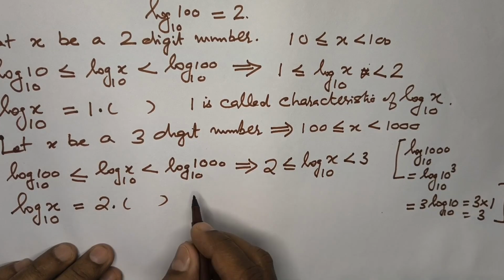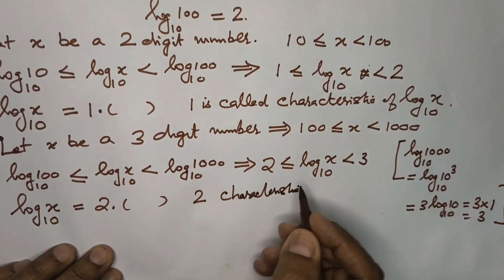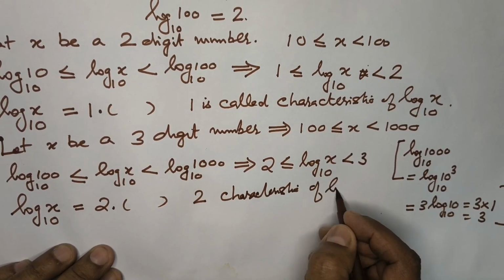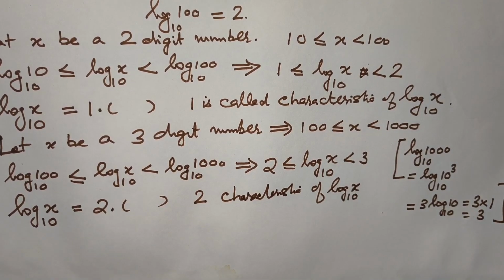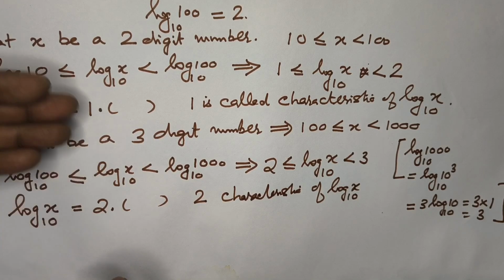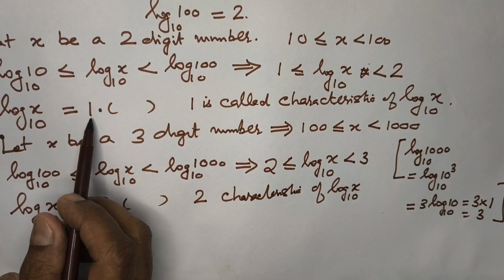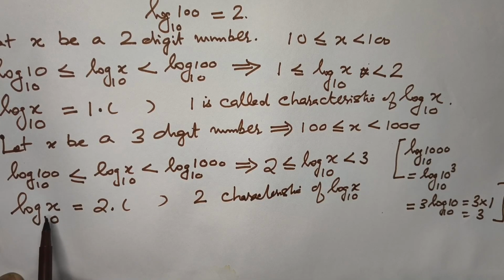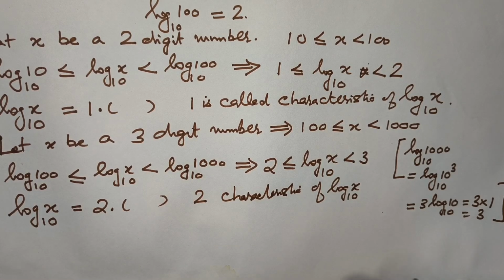Now look at this. This 2 is called the characteristic of, as I showed you before, log x to the base 10, where x is a 3-digit number. So you can see a pattern emerging from these two examples I showed you. If x is a 2-digit number, characteristic is 1. If x is a 3-digit number, characteristic is 2. That means if x is a 4-digit number, the characteristic would be 3. Rather, you can generalize the whole thing.